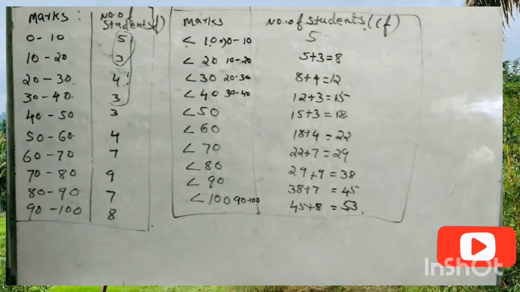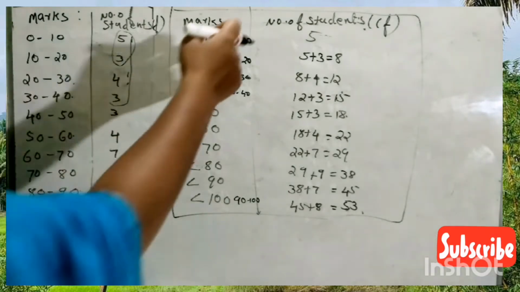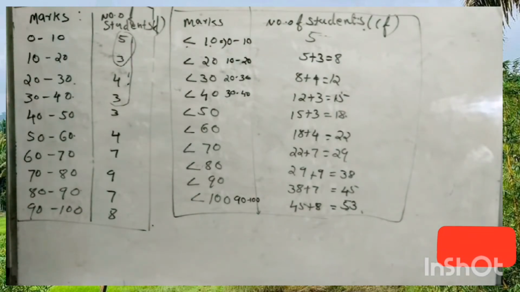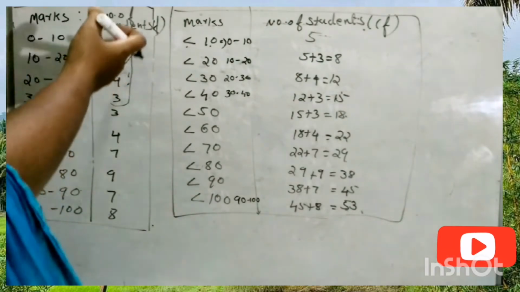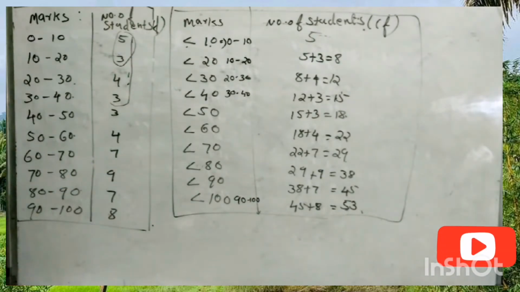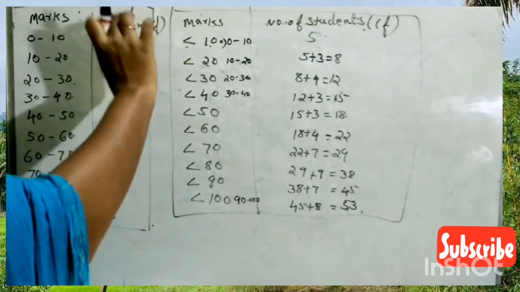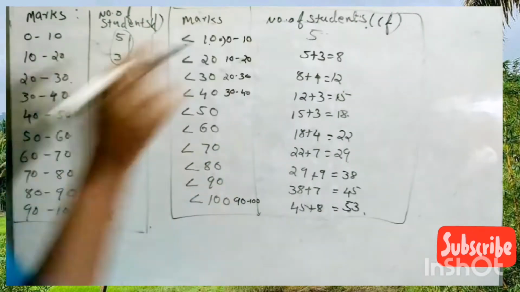So that first column we can convert in the form of 0 to 10 class interval. Okay. Now, from that second column, we need to find out the frequencies. Now, just look at the second column of the first table and the second column of the second table.